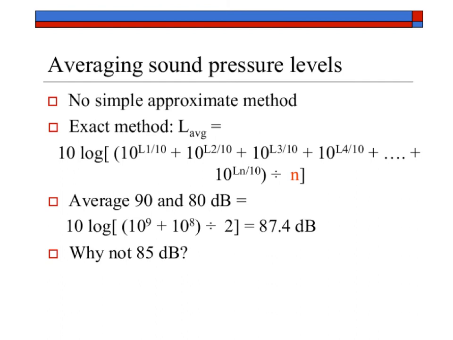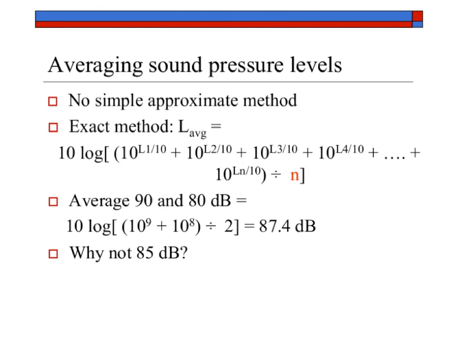You sum up all the values and divide by how many values there are, except that you do it before you take the logarithm. So for example, to average 90 and 80 decibels, we take 10 log of 10 to the 9th plus 10 to the 8th, divided by 2. That gives us an answer of 87.4 decibels.